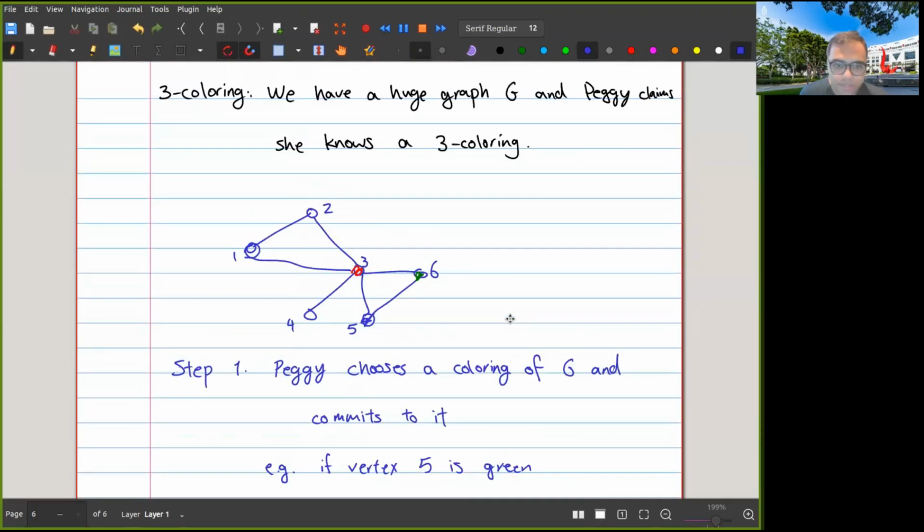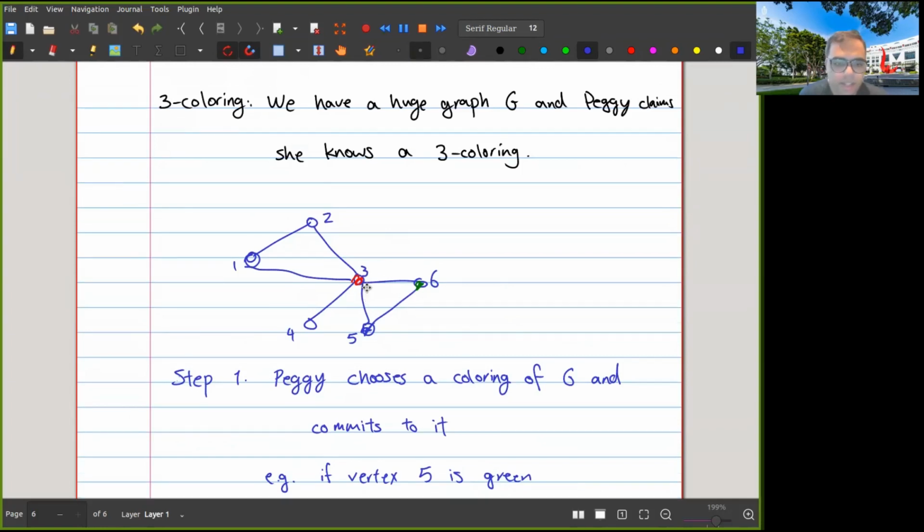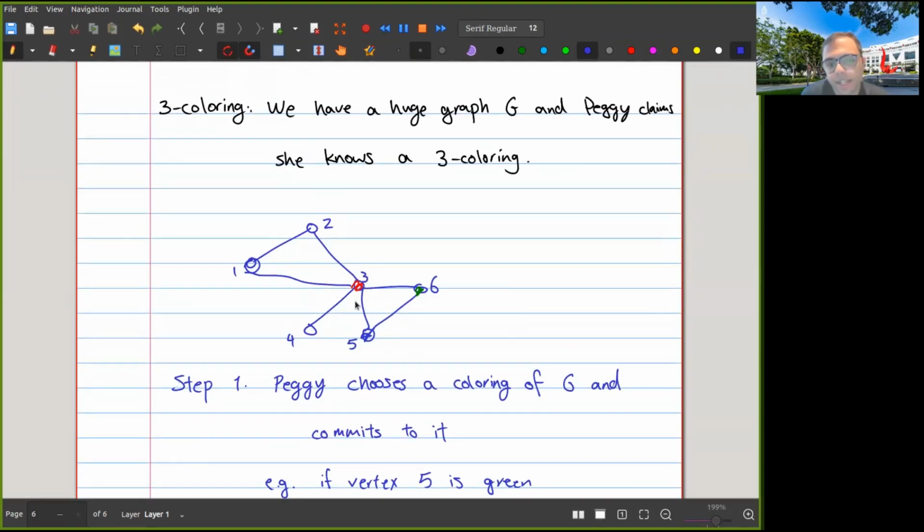Now, here's the part where things get interesting. So if Peggy knows a coloring, she knows a way of coloring this graph with three colors, right? And we can easily assume that this graph cannot be colored with two colors, because the only graphs that can be colored by two colors are bipartite graphs, and it's easy to check if a graph is bipartite. So if the graph is bipartite, there is no secret, okay? So Peggy knows a way of coloring this graph with exactly three colors.